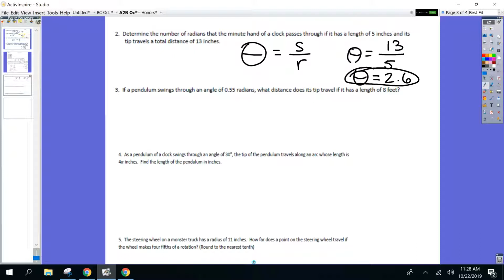Well, there's our pendulum again. It swings through an angle of 0.55 radians. What's the distance the tip travels if it has a length of 8 feet? All right, can you now, on your own, figure out what's theta, S, and R here? What am I solving for, and what are the other two values I need to plug in?